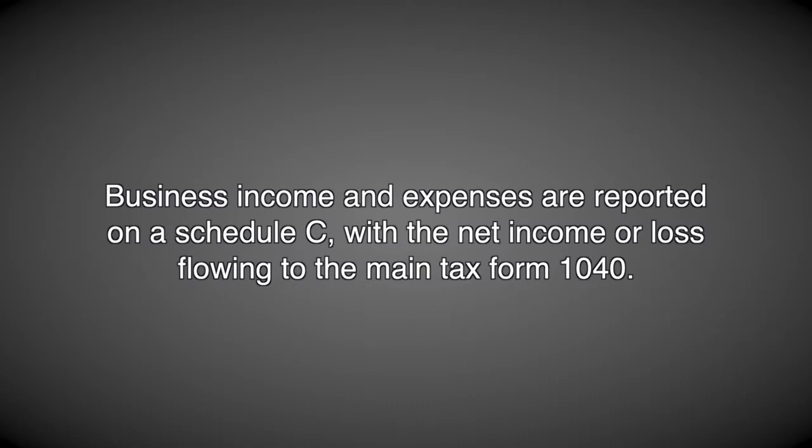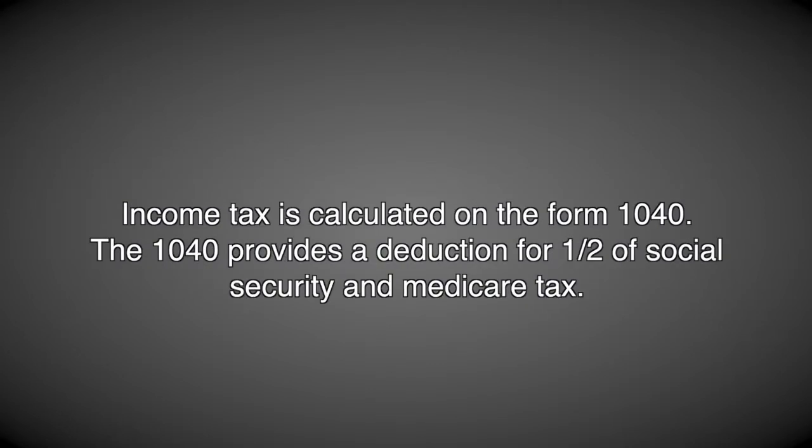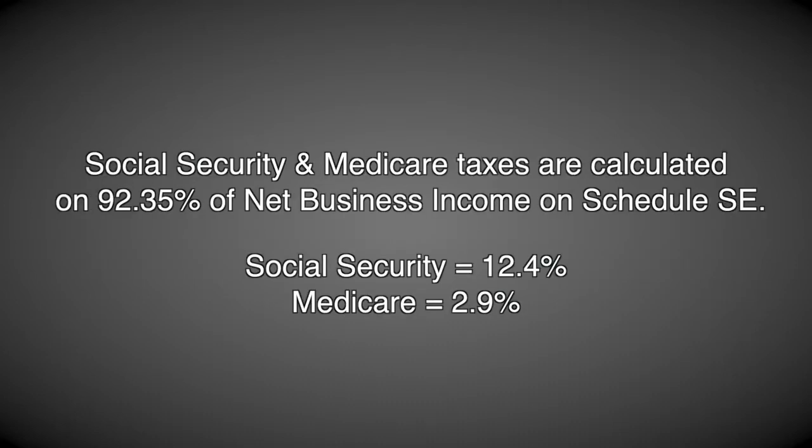Losses offset all of the types of income as long as the owner materially participates in the business and is at risk for losing the investment should the business fail. The business income, with any other income the owner has, is taxed at the owner's income tax rate on their individual tax return, the Form 1040. The individual owner also receives a deduction for 1/2 of the self-employment taxes paid.